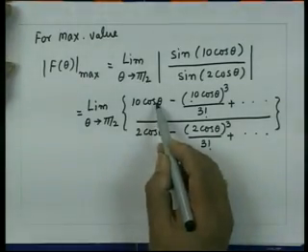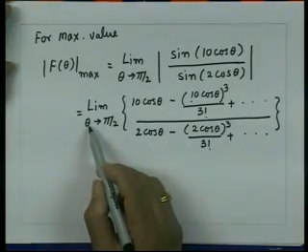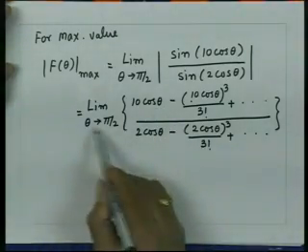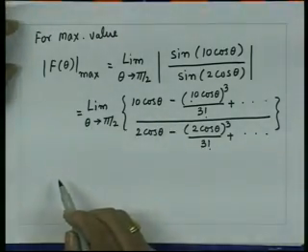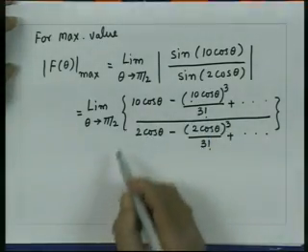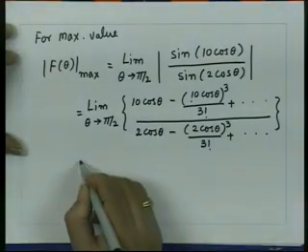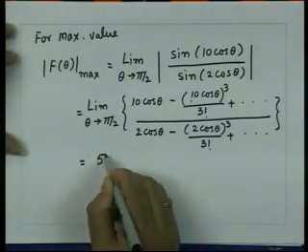Now, taking this cos theta common from numerator and denominator, and then when theta tends to pi by 2, cos theta will tend to 0. So, all these terms will go to 0 except this term, which will give the value equal to 5. So, the maximum value of the radiation pattern is 5.